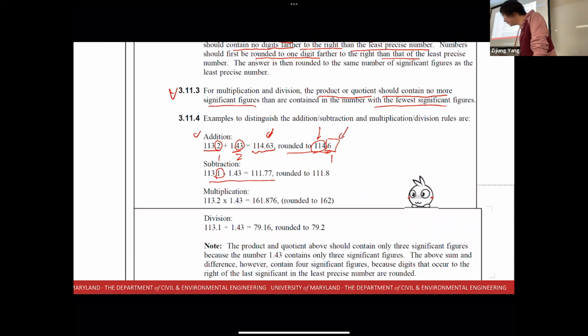And this is the same for subtraction. This one has 1 digit after the decimal point, and this one has 2. So when we are reporting the result, it should only have 1 digit after the decimal point. So they are the same.